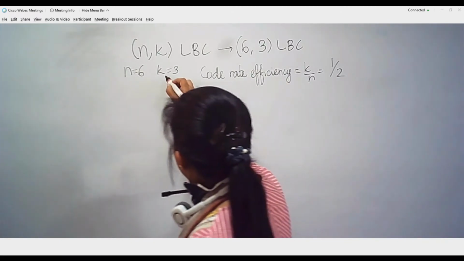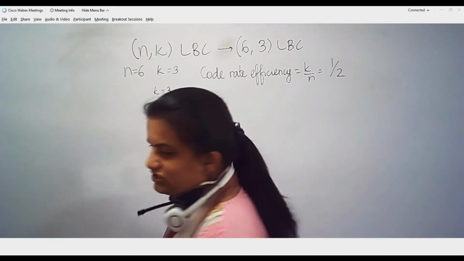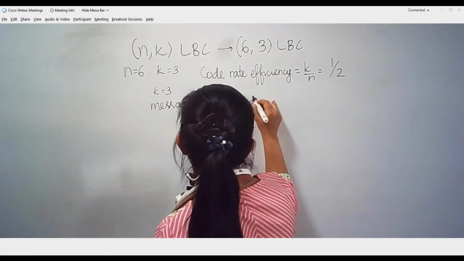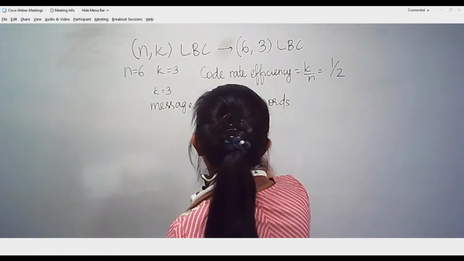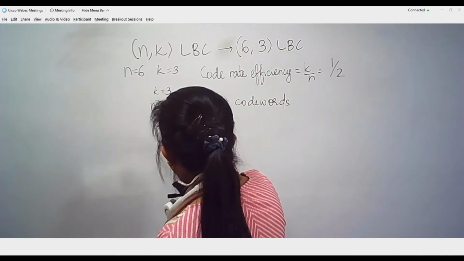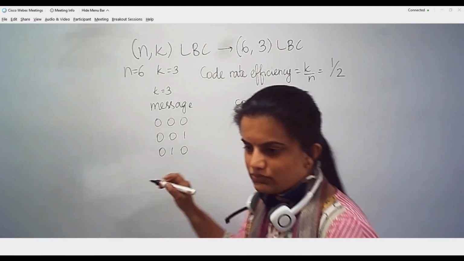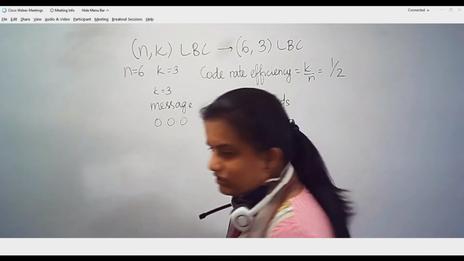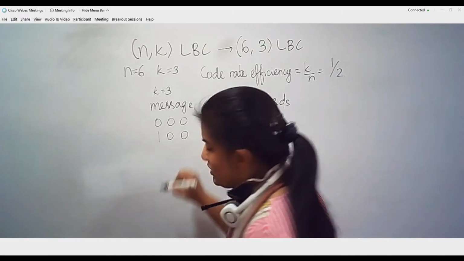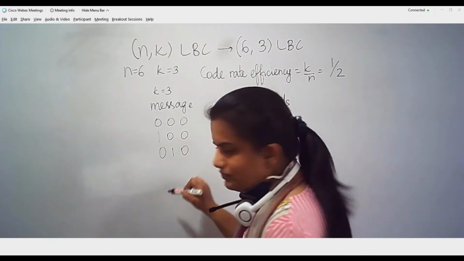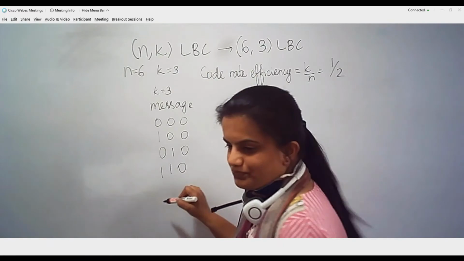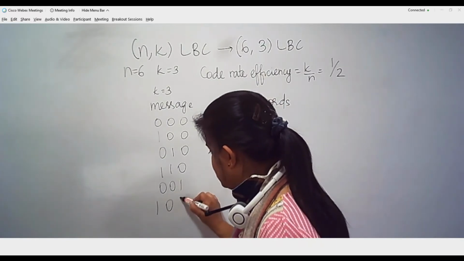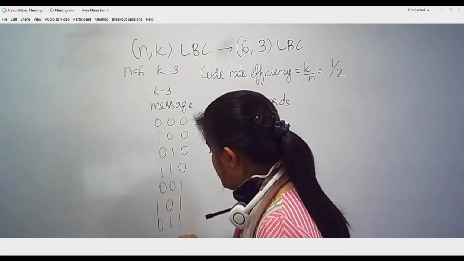For k equal to 3, the possible message input combinations are, I am going to write messages on one side and code words on the other side. Let me write it in a different order so that I am not going in a particular order: 000, 100, 010, 110. All possible combinations will come in the message: 001, 101, 011, 111.